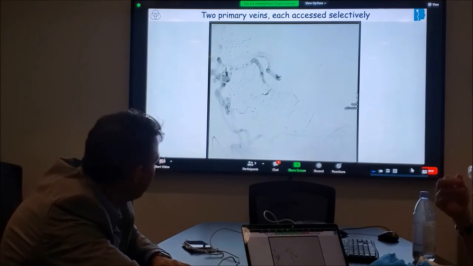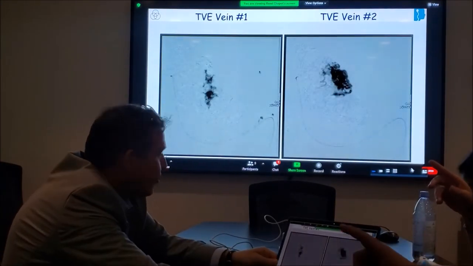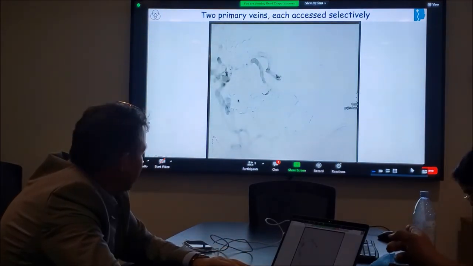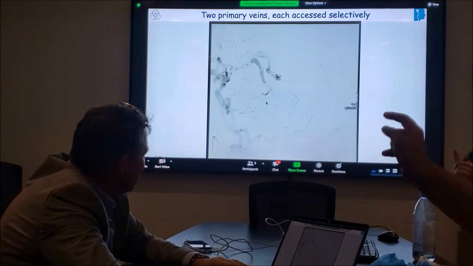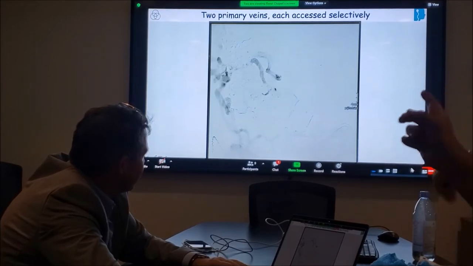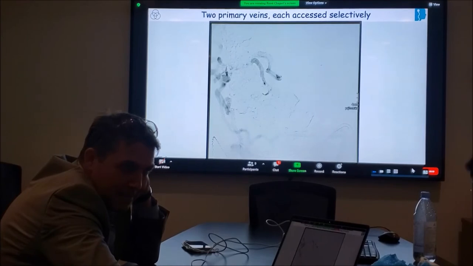But the problem is... No, it's going to go back. This is what we want. You're right, but here you have also... It's going to go back all the way to where you want. He wants to penetrate to the nidus. Yes, and then from the distal one, it's going to get both veins.